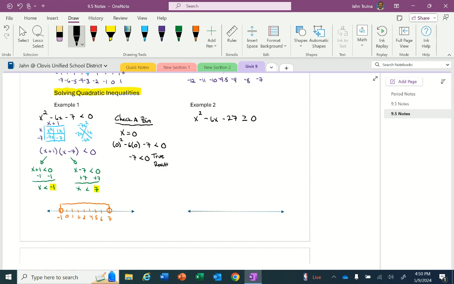Okay, so I'm going to solve this just as if there was an equal sign instead of the inequality greater than or equal to. And I could solve it using the quadratic formula, or I could do the factoring.